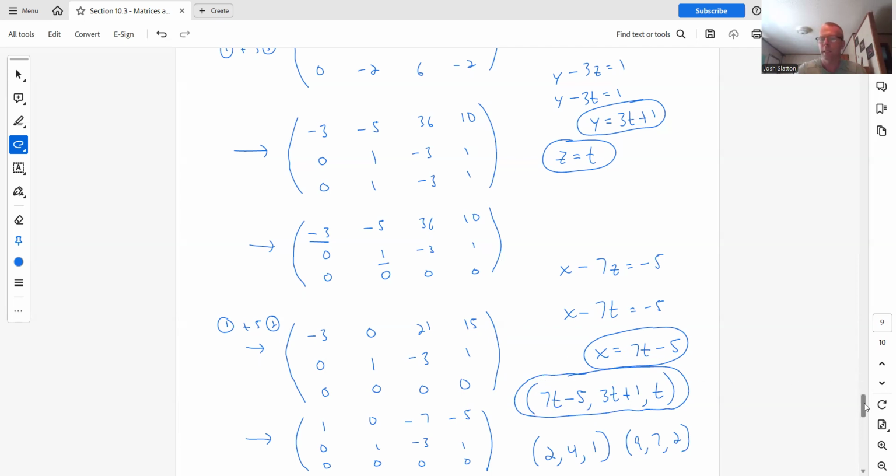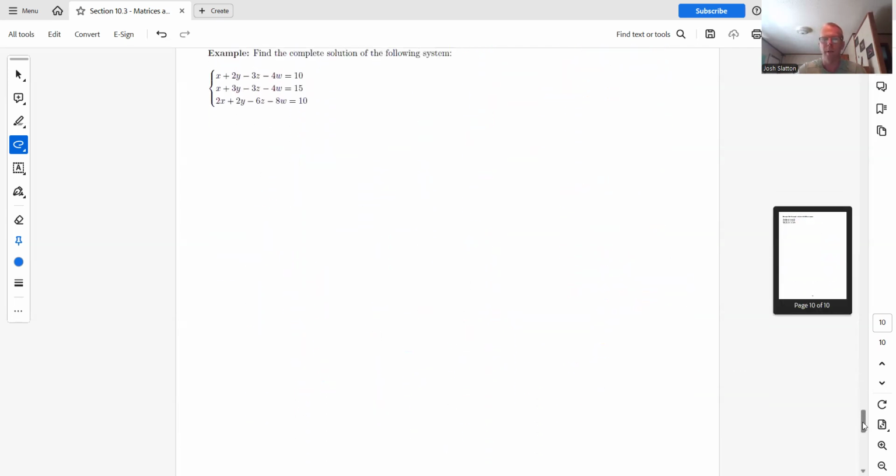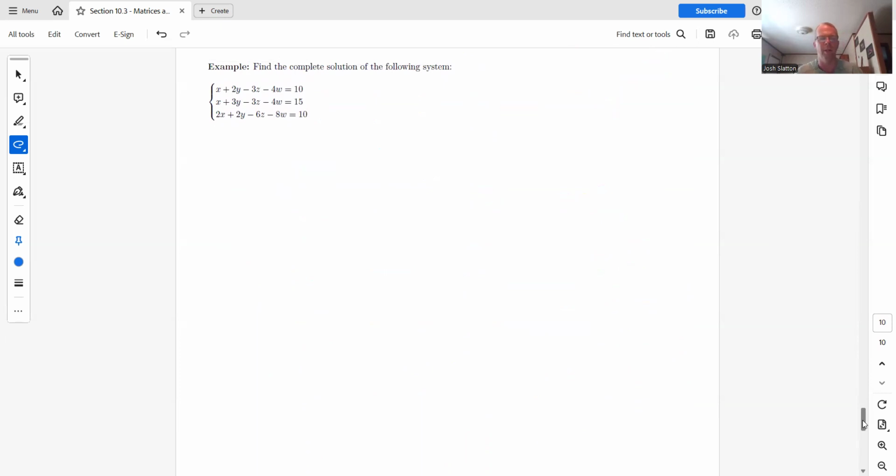Okay, and then the last example, I just put this one because it has 4 variables. We're not really learning anything new here, but this one has 4 variables and 3 equations. Which tells us that we're either going to have no solution or infinitely many solutions. We actually end up with infinitely many here. So we have 1, 2, -3, -4, 10, 1, 3, -3, -4, 15, and then 2, 2, -6, -8, 10.